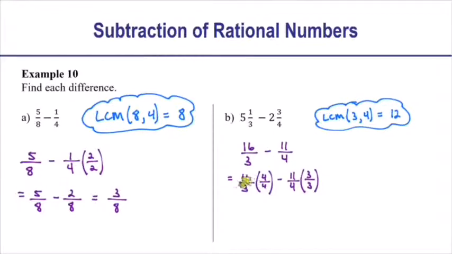Now 16 times 4 is 64. So this is going to be 64/12. And here 11 times 3 is 33. So this is going to be 33/12. And now 64 minus 33 is 31. So that's 31/12.